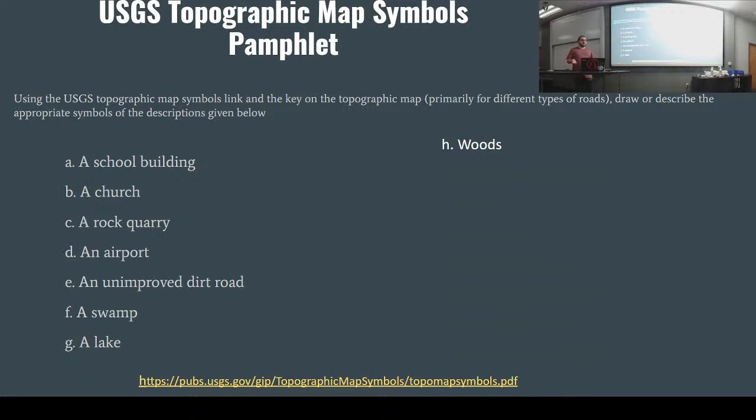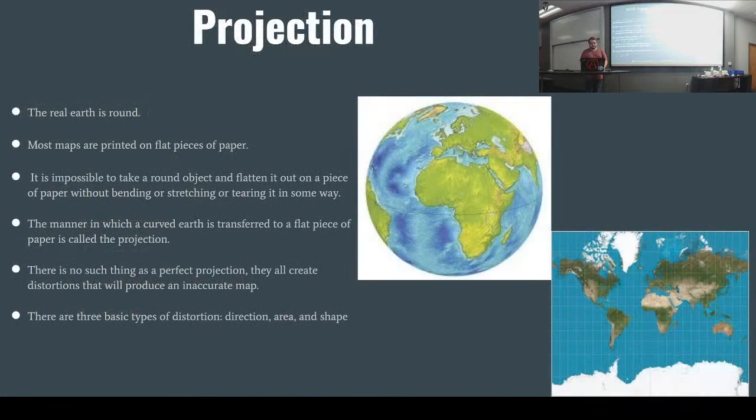This is just a few examples that you will find in a map legend. You can find things such as a school building, a church, a rock quarry, airport, roads, swamp area, lakes, woods, etc. There's a bunch of different types of symbols or graphics that can be found in a legend or a key, but this is just a few examples.